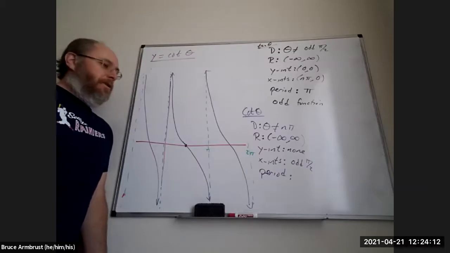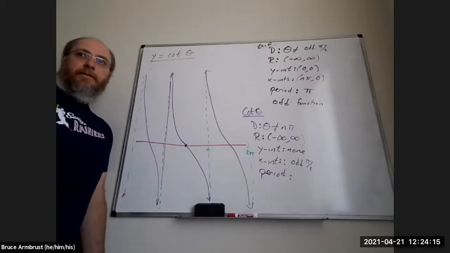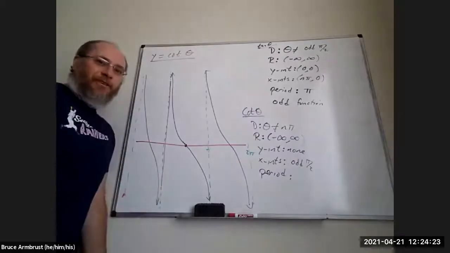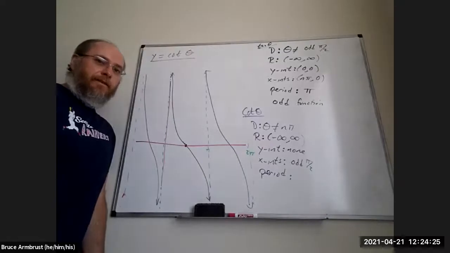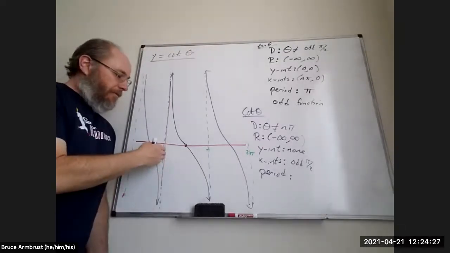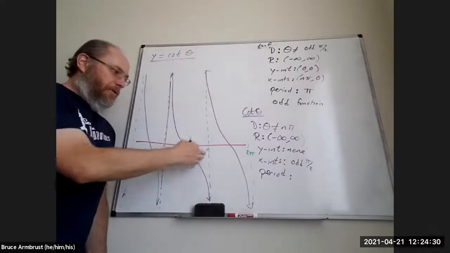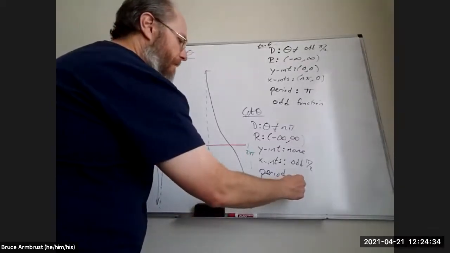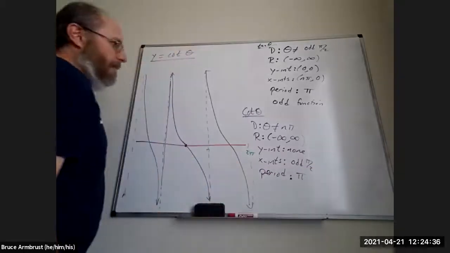How far do we have to go till we start repeating with cotangent? Pi. Yeah, it's the same as before. It's still pi. I think it's actually a little bit easier to see on the graph of cotangent, right? Because you look at, okay, from asymptote to asymptote, we go from zero to pi, period pi. Okay, so they share the same period, which again makes sense.